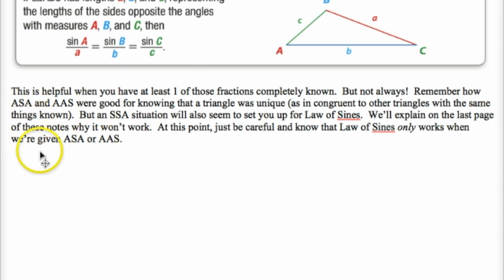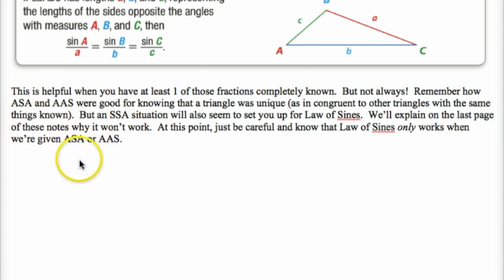If what we're given is angle side angle or angle angle side, we're fine because we know that those triangles are unique. Those are triangle congruence theorems or postulates, so we're fine. But if what you know is SSA, it gets a little bit tricky. So let's do some examples first before we get into the whole ASA versus AAS.